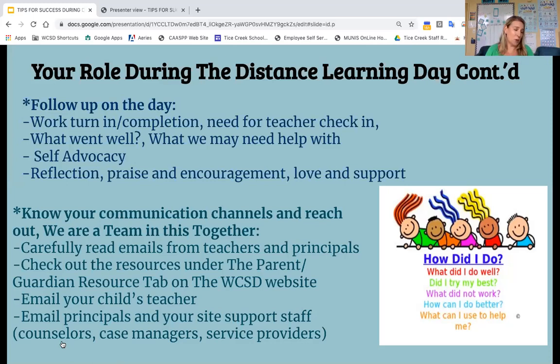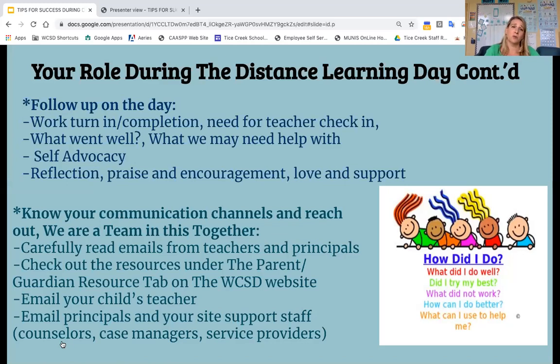Which leads me to my last point, which is know your communication channels and reach out. We are a team and we are in this together. Carefully read the emails. I know there's a lot. There's a lot coming and it's coming fast, but there's a lot of detail in that. And your teachers and principals are sending you information that is really vital and important, or they wouldn't be sharing it. So even if you have to lock yourself in the bathroom for those few minutes to get that email read, it's important to do that.